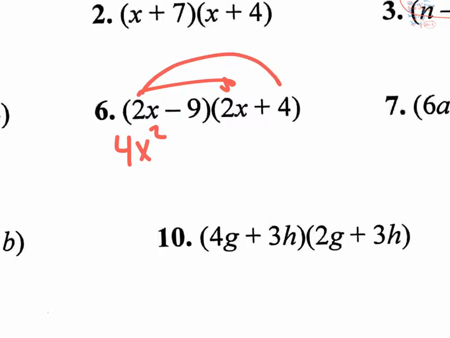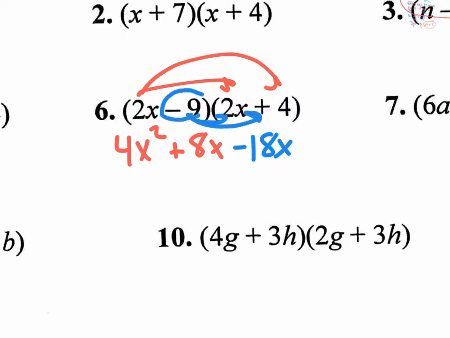And then 2x times positive 4, that's going to be a positive 8x. And then a negative 9 times a positive 2x, it's a negative 18x. And last but not least, negative 9 times positive 4. I'm calling it negative 9 because there's a minus sign in front of it. Negative 9 times positive 4 is negative 36.